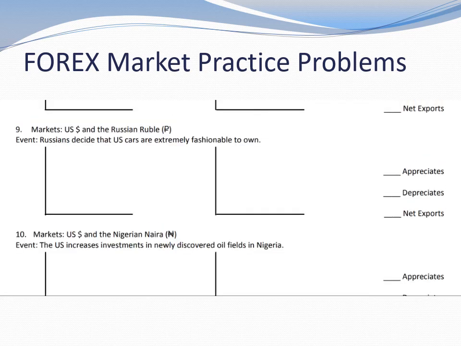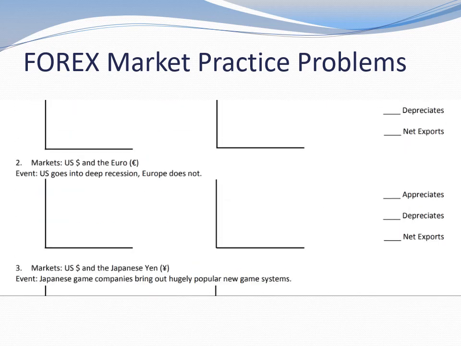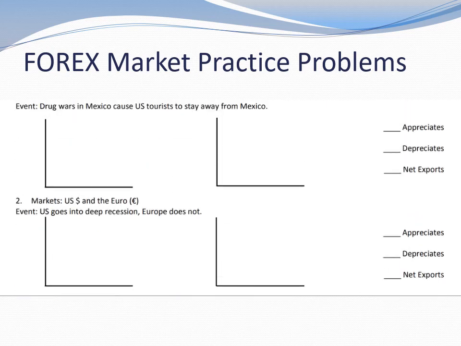Okay, let's try another one. Number 2. Okay, number 2, we've got the US dollar, and once again, the European euro. And this time, the event is that the US goes into a deep recession and Europe does not. So pause and set up your graphs so that they are ready to go. Please don't cut any corners. Make sure you put those perpendiculars and label your equilibrium quantity, equilibrium exchange rate.